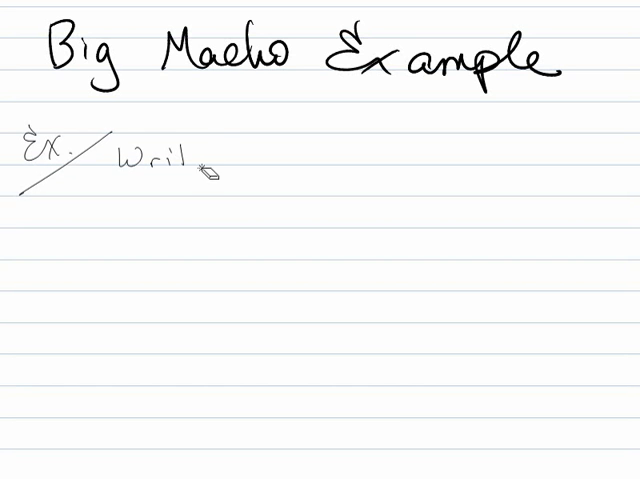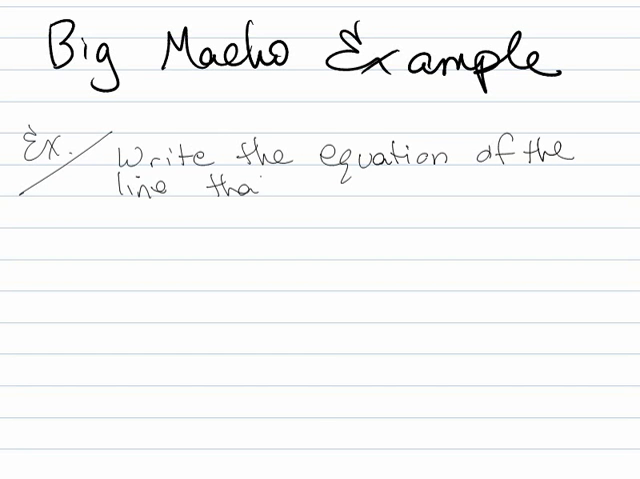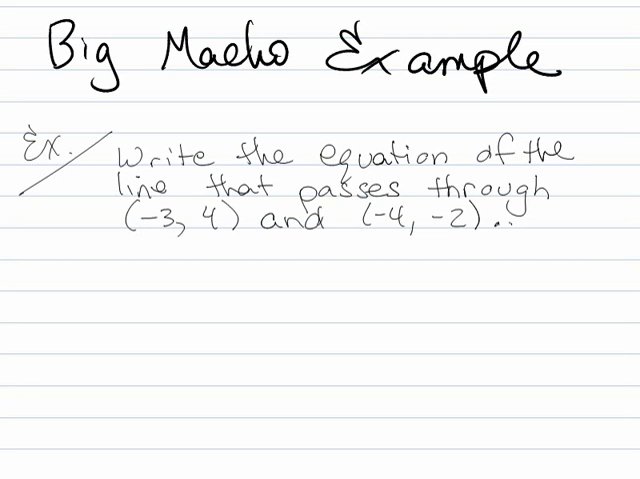Write the equation of the line that passes through (-3, 4) and (-4, -2) in point slope form. See where we're going with this? In y-intercept form.